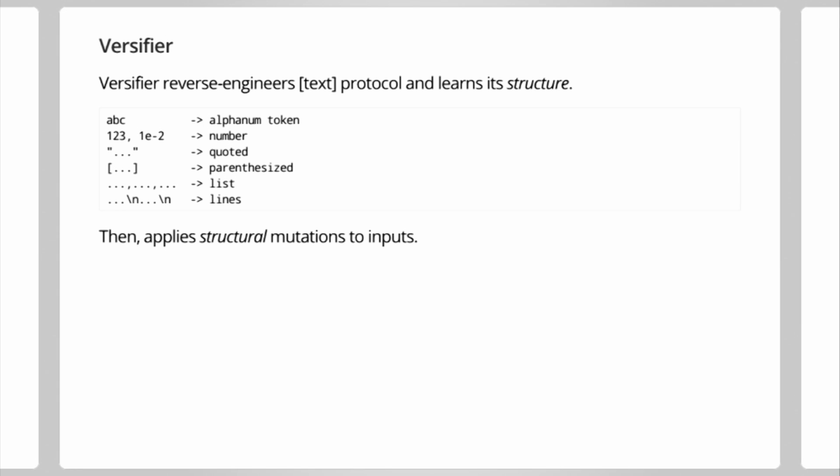And the second secret ingredient is called Versifier. What it does is try to reverse engineer the protocol contained in the input and learn its structure. For example, if it sees a sequence of digits, it guesses that this is probably a number in the input. If it sees something in quotes, it assumes that this is something in quotes in the input. If it sees something, comma, something, comma, something, it assumes that this is probably a comma-delimited list in the input, and so on for brackets and key-value pairs, and also for new lines, because new lines usually serve some structuring purpose. So for example, it can understand that this is a line of code. It contains a comma-delimited list of key-value pairs, and this value is a quoted string, and this value is a number. And after that, it does structural mutations with this knowledge.